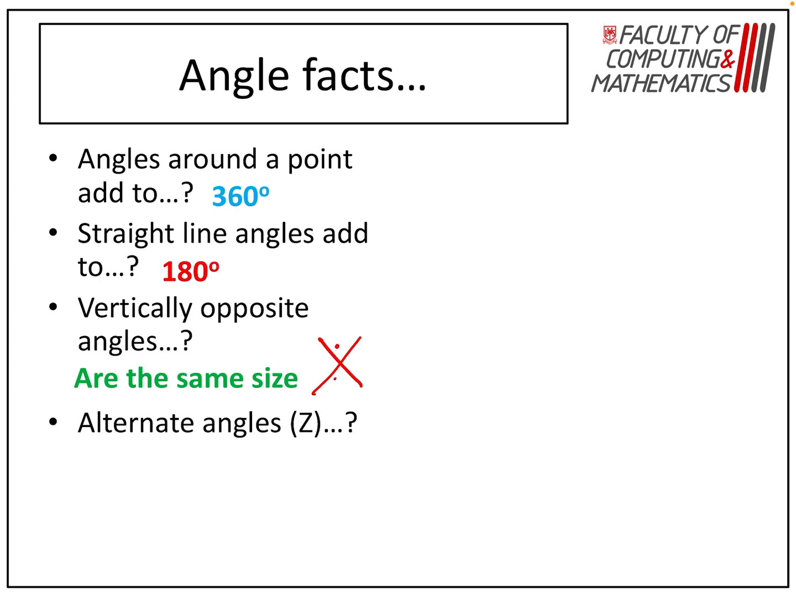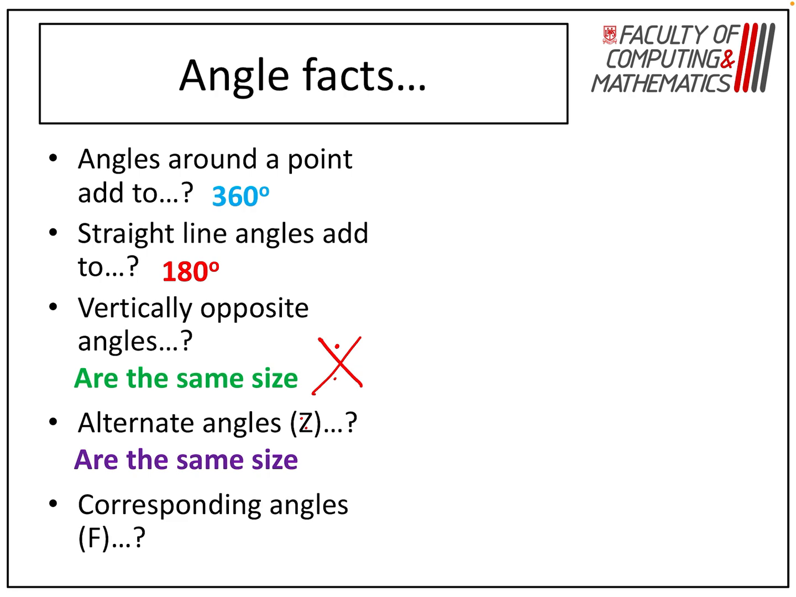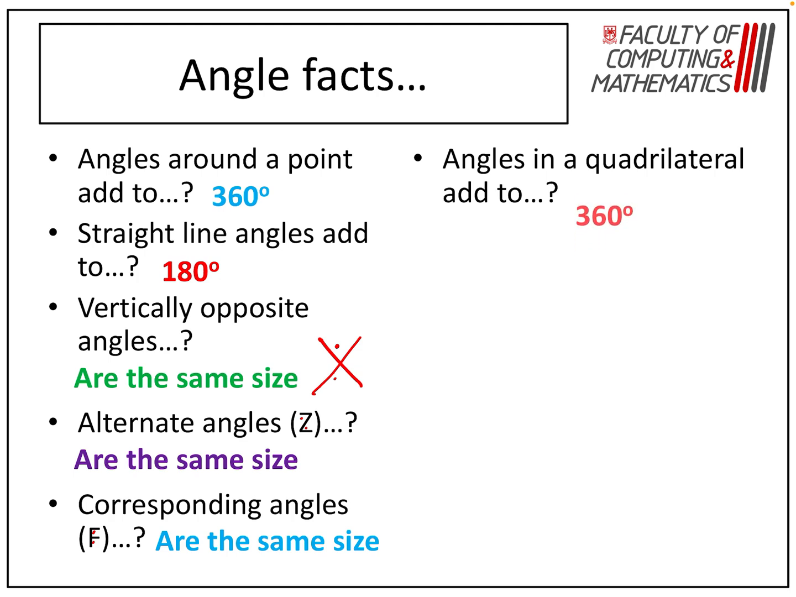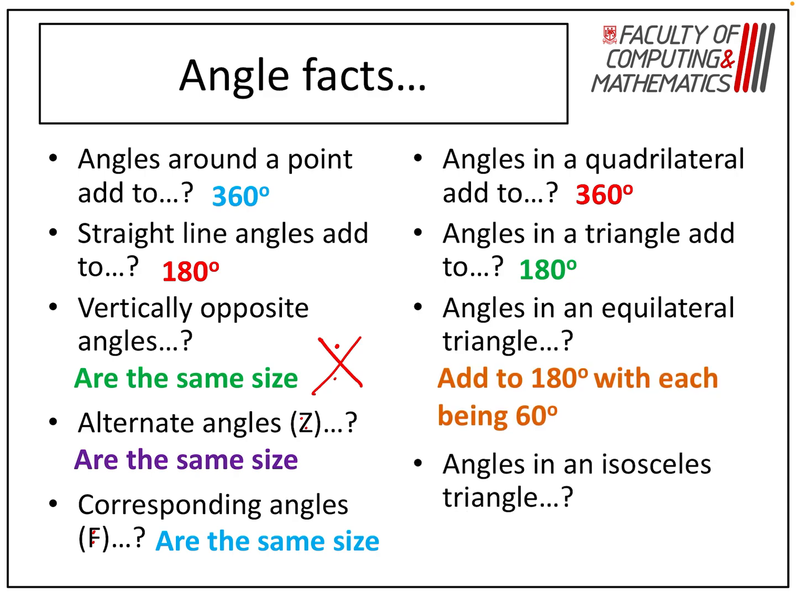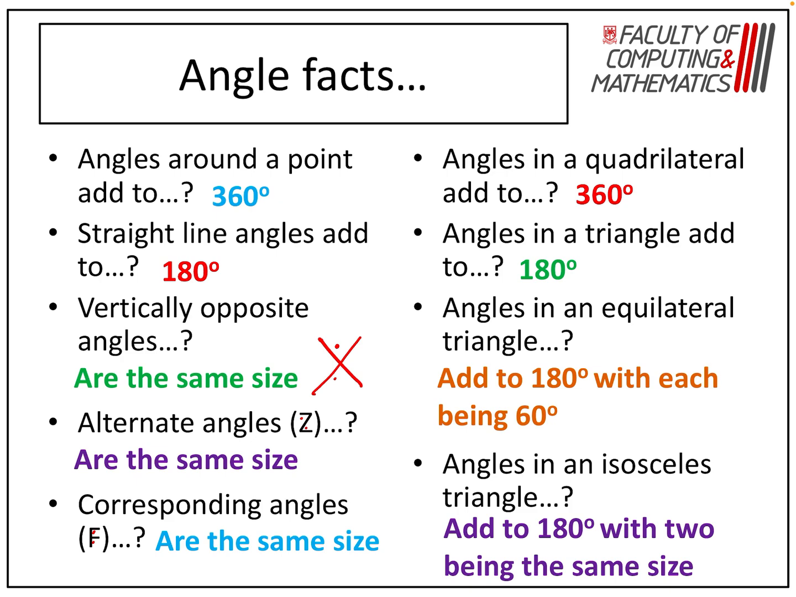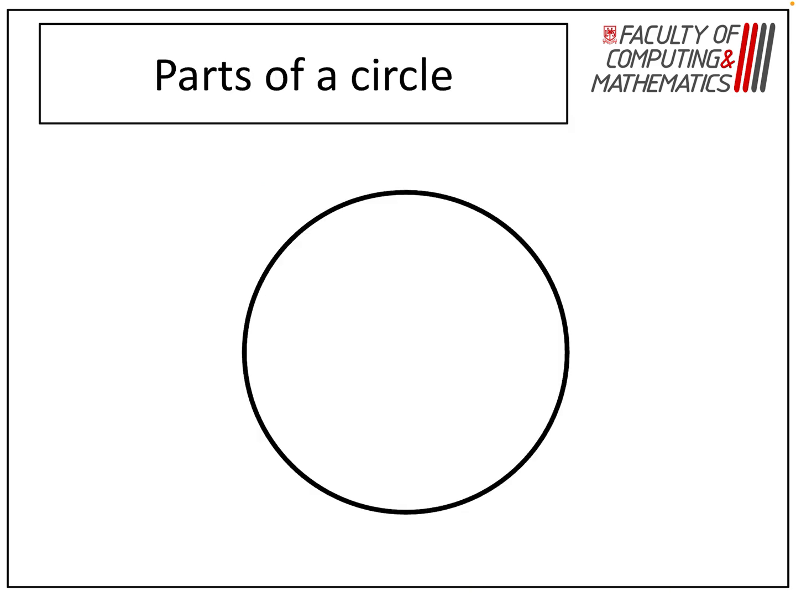So those two would be exactly the same. Alternate angles, your Z-shaped angles, where those two would be exactly the same because of parallel lines. And then your F shape, where these two here would be exactly the same again because of the parallel lines. Angles in a quadrilateral add up to 360 degrees. Triangles add up to 180 degrees. An equilateral triangle is a special type of triangle because all three sides are the same, so every angle is 60 degrees. An isosceles triangle has two sides the same, so the angles add to 180 with two angles being the same.